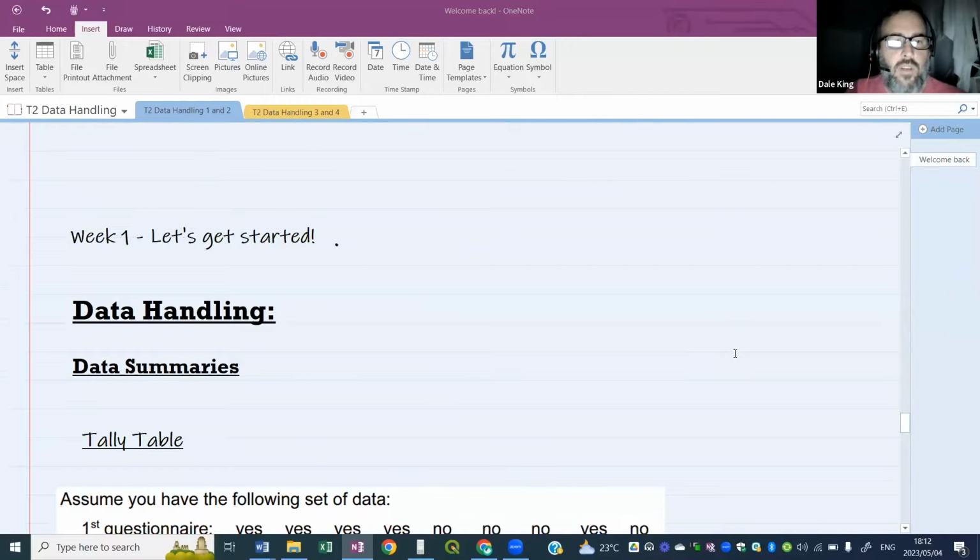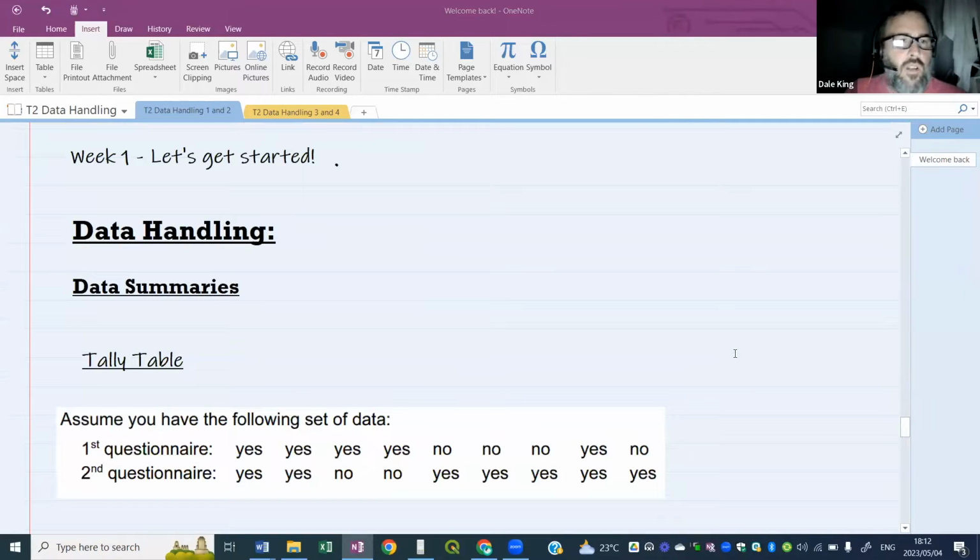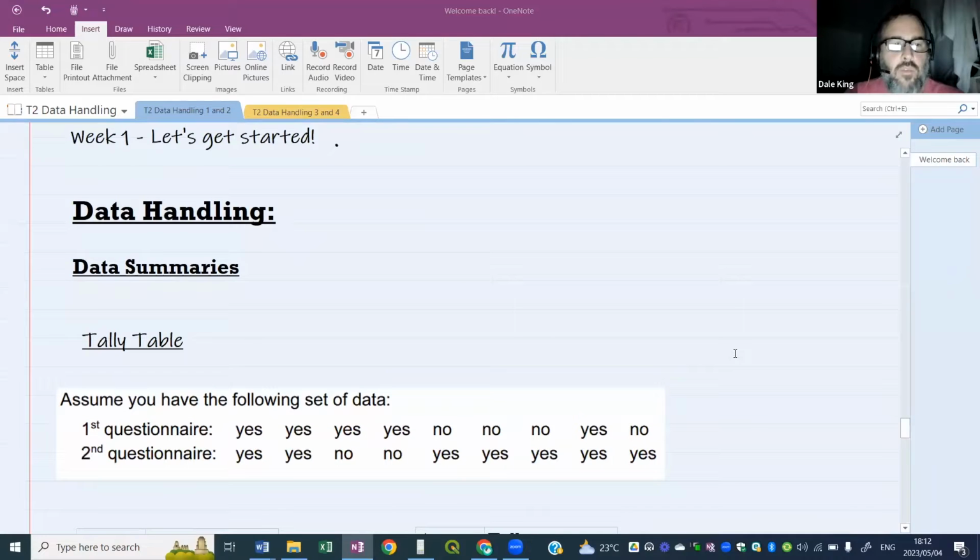All right. Data summaries. The first data summary we're going to look at is a tally table. Now, I'm sure you guys remember this from grade 8 math. They did it in grade 8 before, but if you don't remember, it's fine. We're going to remind you again.